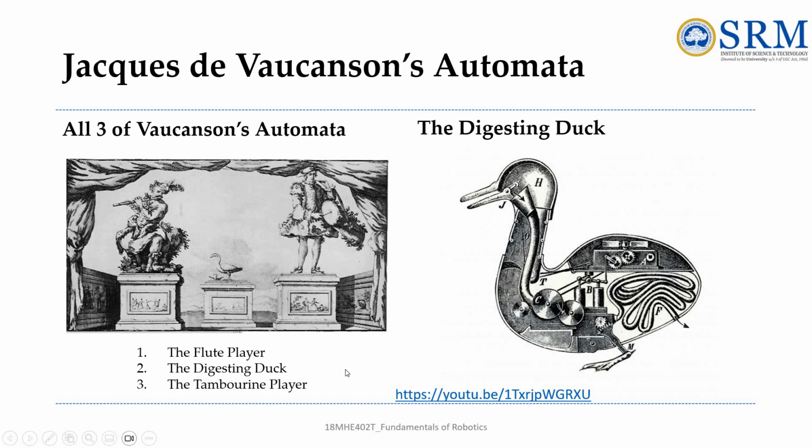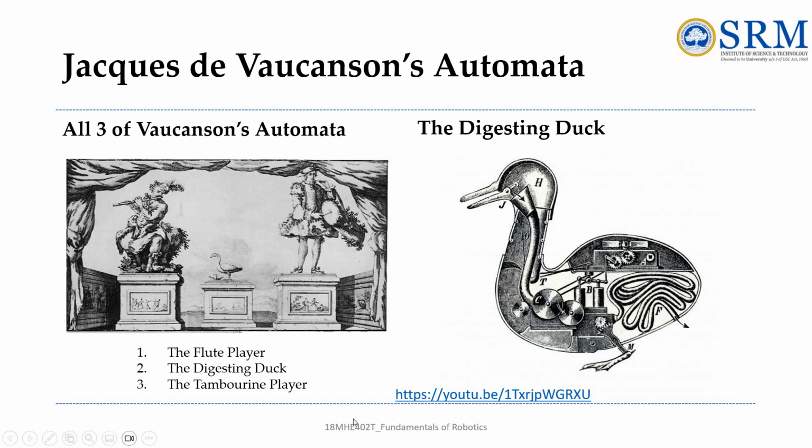And next is the digesting duck. You could see here in the picture. The digesting duck was an 18th century automaton created by Jacques de Vaucanson. It's known for its ability to imitate the eating and digestion process of a real duck. It was a remarkable engineering feat of its time, showcasing the possibilities of automata in mimicking living creatures.